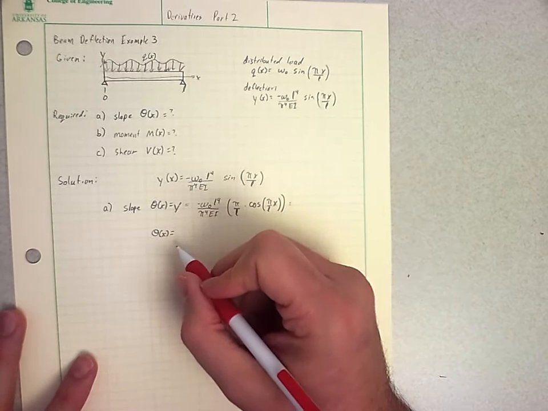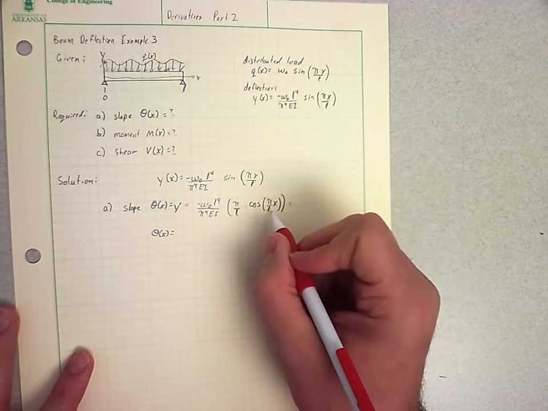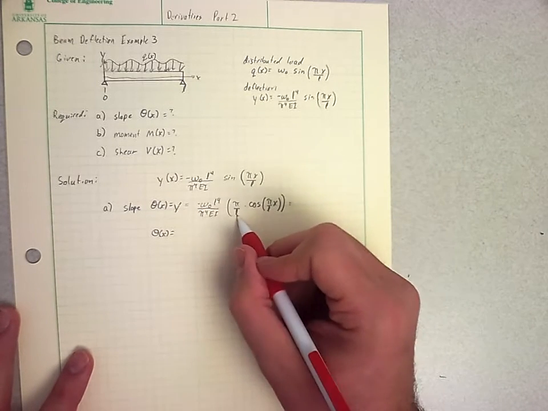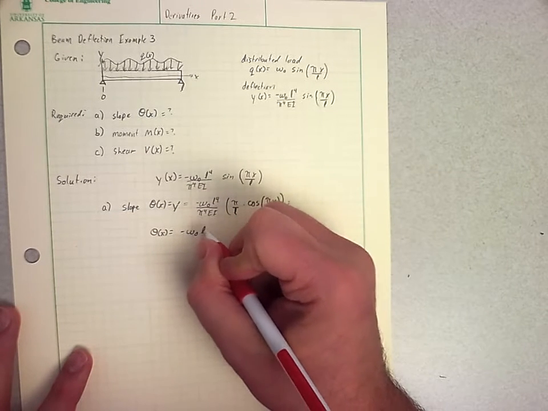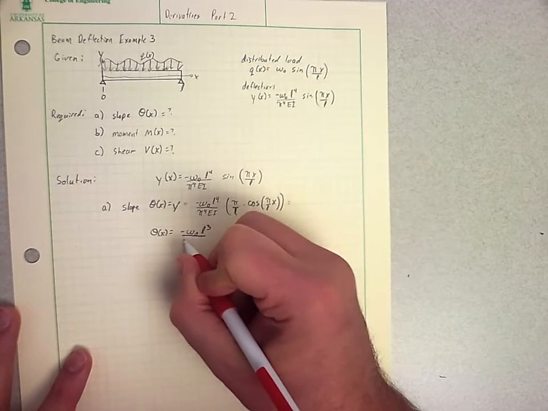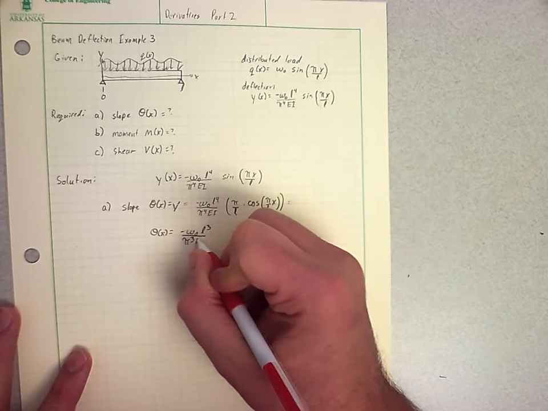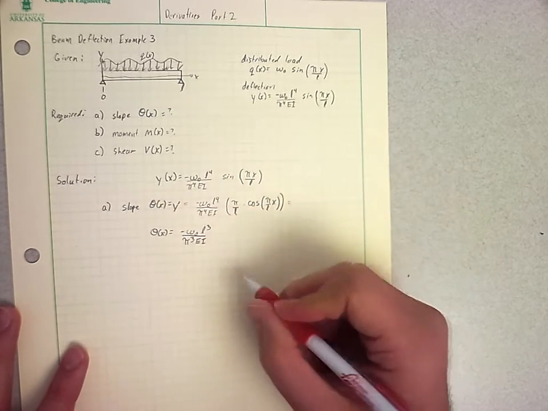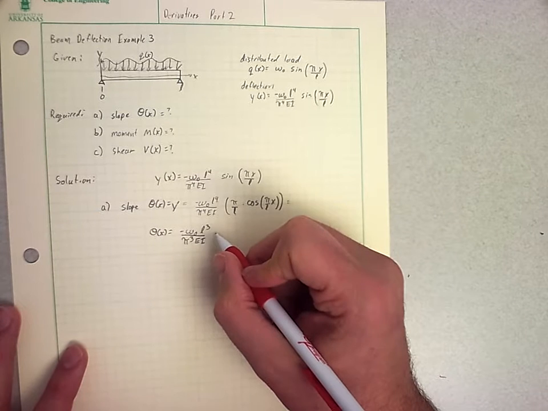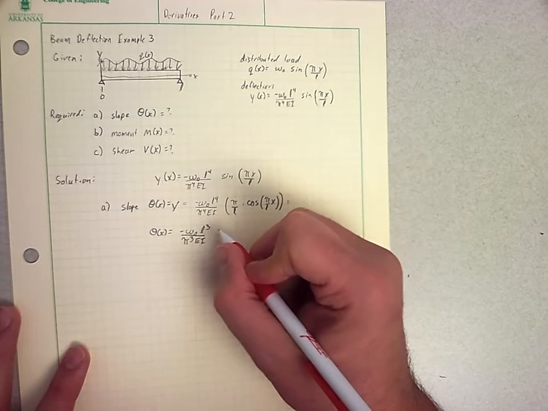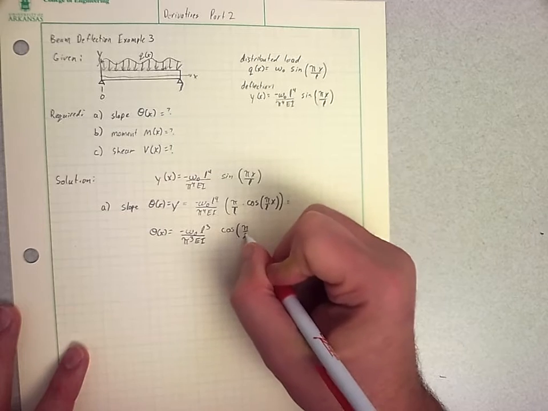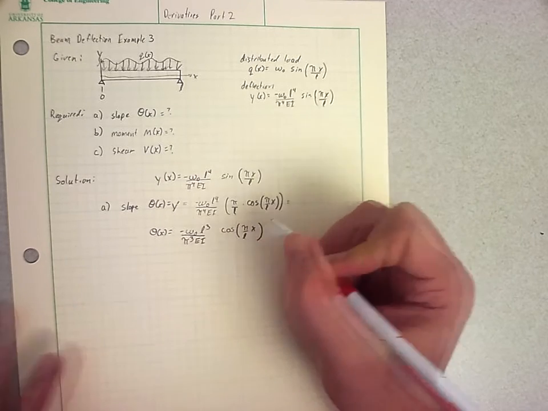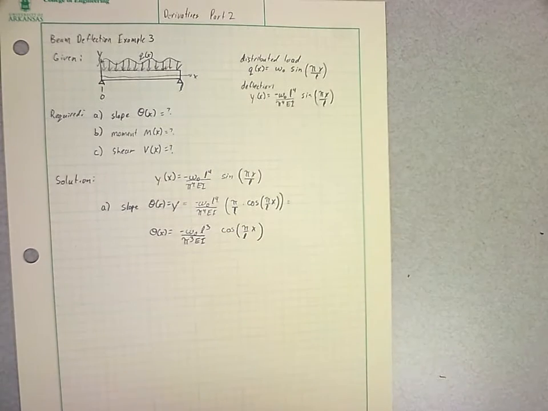The slope function is, we cancel a pi and an L, so negative omega naught L cubed over pi cubed EI times cosine of pi over L times x. So that's our first answer.